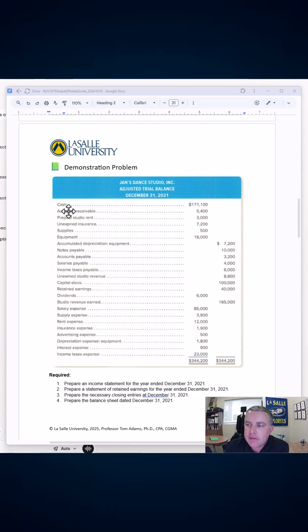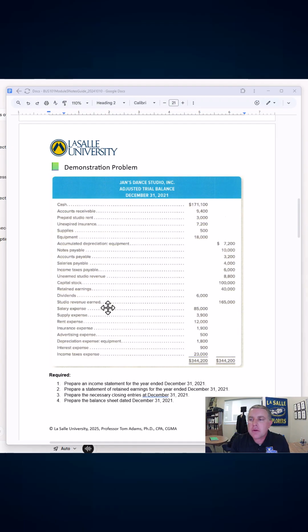All right, on your screen we have the adjusted trial balance for Jan's Dance Studio Incorporated, and this is for the period ended December 31st, 2021. As you can see here, our job is to prepare an income statement, prepare a statement of retained earnings, do the closing entry that's necessary, as well as prepare a balance sheet. All right, so let's tackle the income statement first.